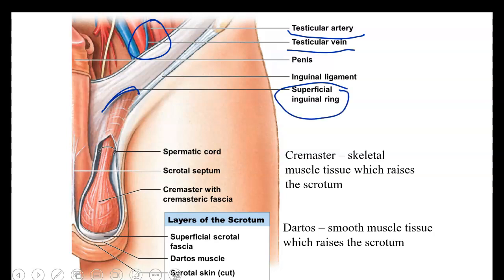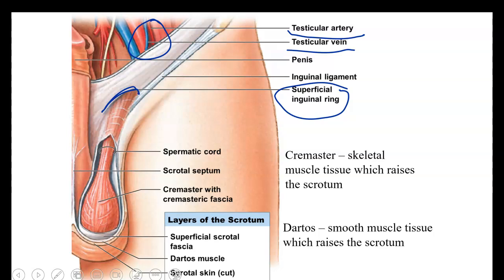Now, the superficial inguinal ring is going to have to be open because the scrotum or the testes are going to have to be able to penetrate through the external oblique muscle. And so you can see that hole there that's going to allow them to do this. And again, that's called the superficial inguinal ring.